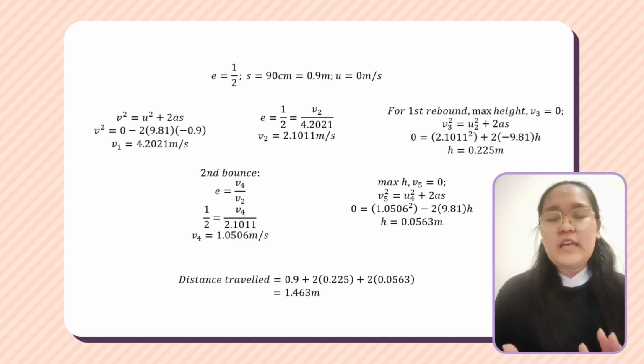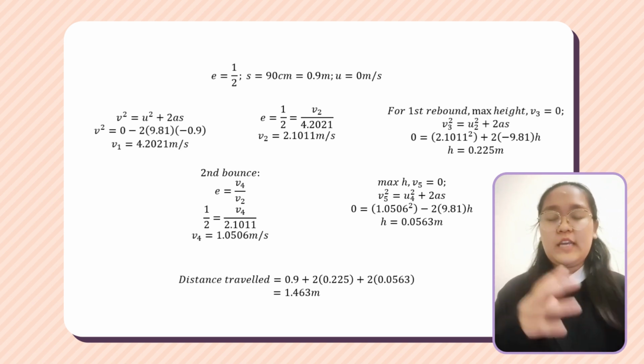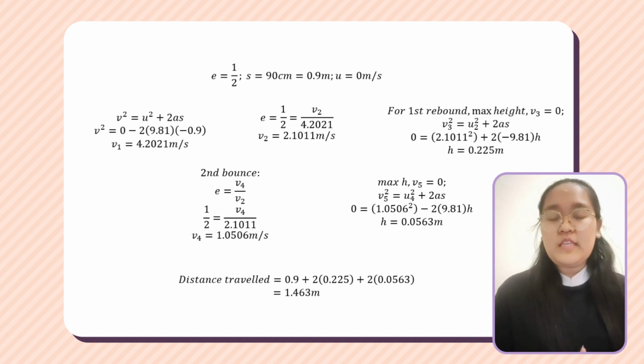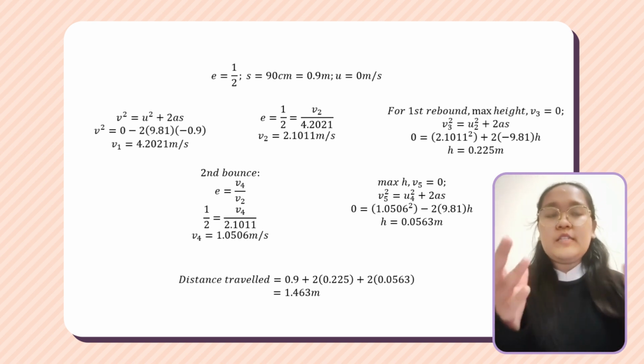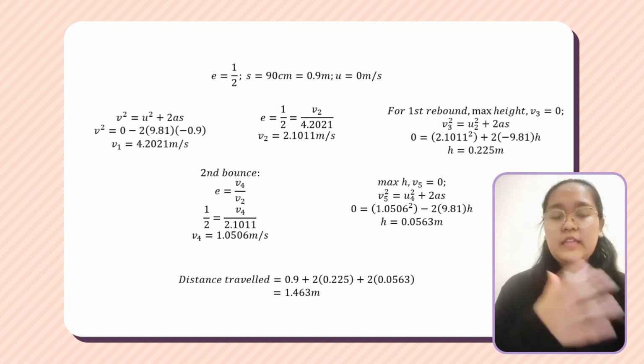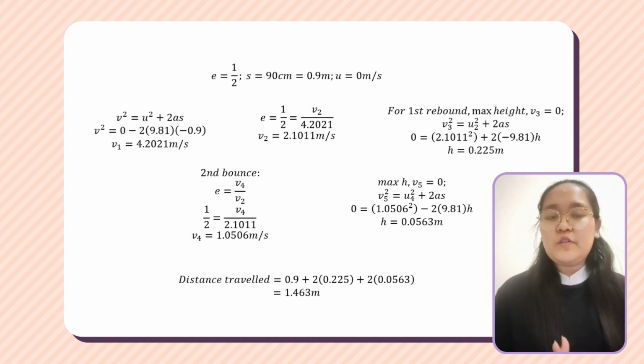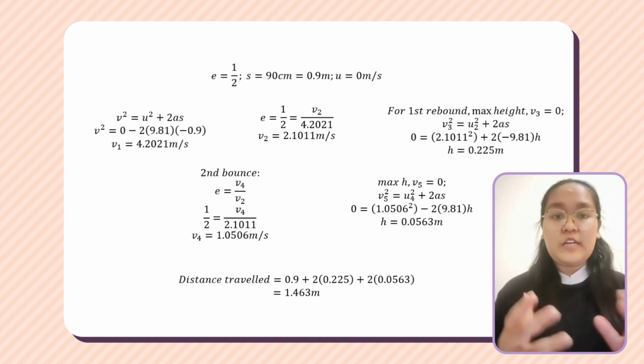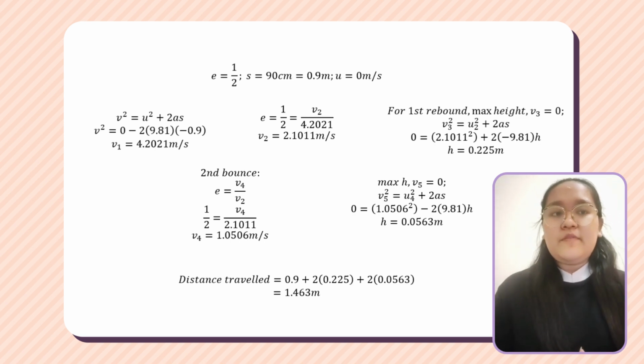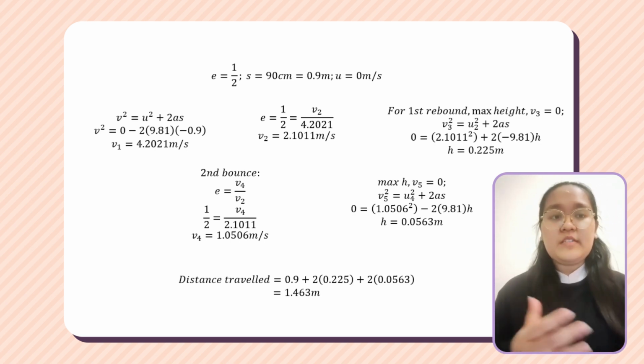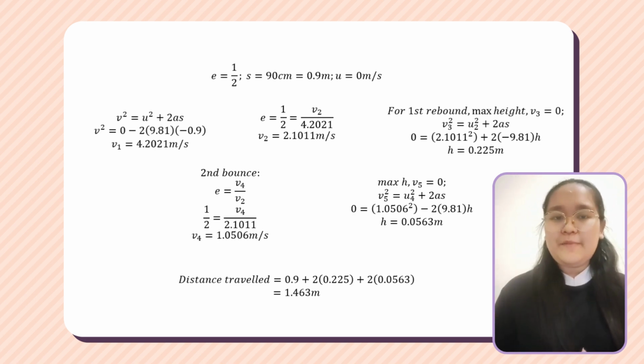So here we use the formula v squared equals u squared plus 2as. The acceleration is equal to gravity, our s is 0.9 meter and our initial velocity is u. So we just substitute the information into the formula. Then we get v squared equals 0 minus 2 times 9.81, which is the gravity, times negative 0.9. Then we just calculate it. We get our V1 equals 4.2021 meters per second.